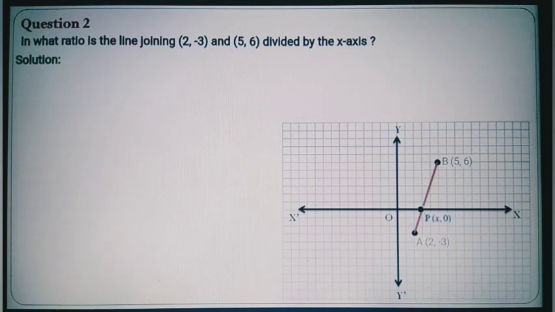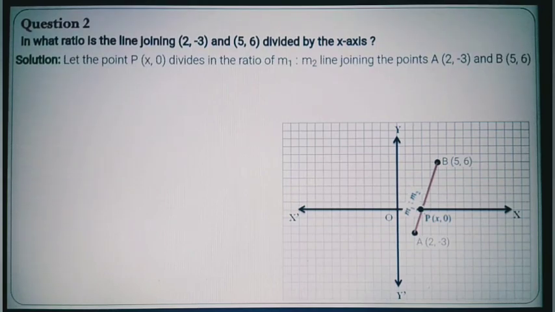Let me take this distance, that's OP, to be x. Fine. Okay, so having understood this much, we are asked to find the ratio of AP is to PB, that is M1 is to M2. So we are asked to find M1 is to M2. So let's begin. Let the point P (x, 0) divide in the ratio M1 is to M2, as I said, the line joining points A and B. Fine. So whatever I have said from the diagram, same thing is written here.